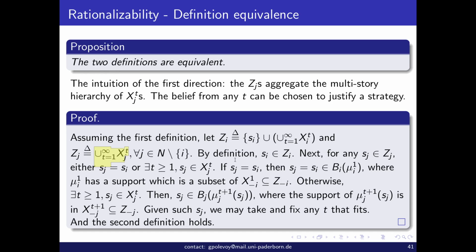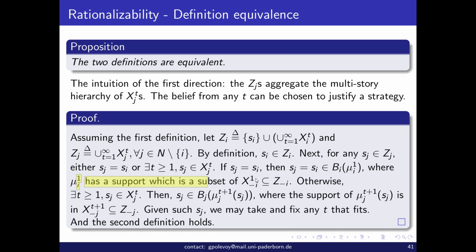Now we prove that the requirements of the second definition hold for that set of Zj's. Now, for any Sj in the Zj, since the Zj is defined as this union, Sj is either Si or it's in Xtj for some t, for some nesting level. That's because of how these Zj's are defined. Now, if Sj is Si, then since we know that Si is a best response to this mu1i, so is Sj, which is equal, we assume. And since the support of mu1i is a subset of X1 minus i, it's also a subset of Z minus i by the definition of Z minus i, because it's a union. So that works. We can justify this kind of Sj, which is equal to Si, in the new system of the Zj's.